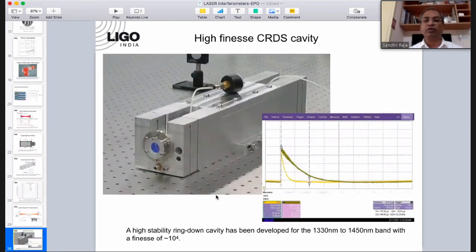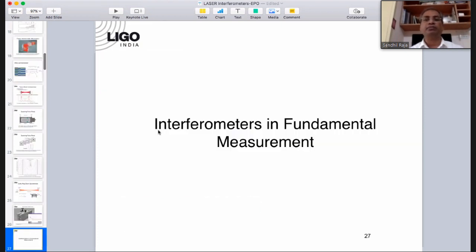This is an example of a high stability ring-down cavity that achieves a finesse of 10 to the power 4. So it has a ring-down time of something like a few microseconds, even though the input laser pulse is only a few nanoseconds. So that was a couple of interferometers of different types.